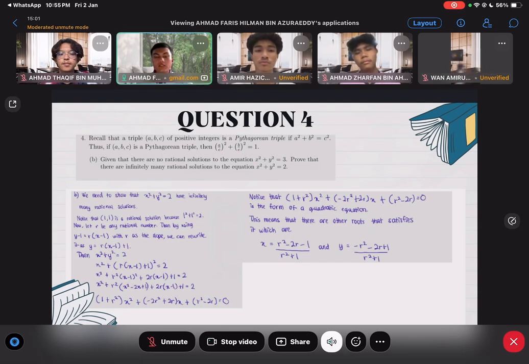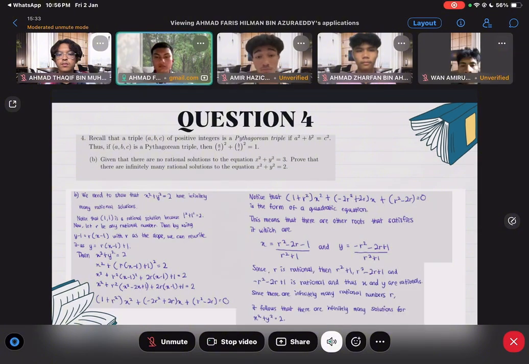So, notice that the coordinate (1, 1) is a rational solution because 1 squared plus 1 squared equals 2. Now, we let r be any rational number. Then, by using y minus 1 equals r times (x minus 1), which is a straight line equation with r as the slope, we can rewrite it as y equals r times (x minus 1) plus 1. Then, we can use back the equation x squared plus y squared equals 2 and substitute y equals r times (x minus 1) plus 1 into the equation.